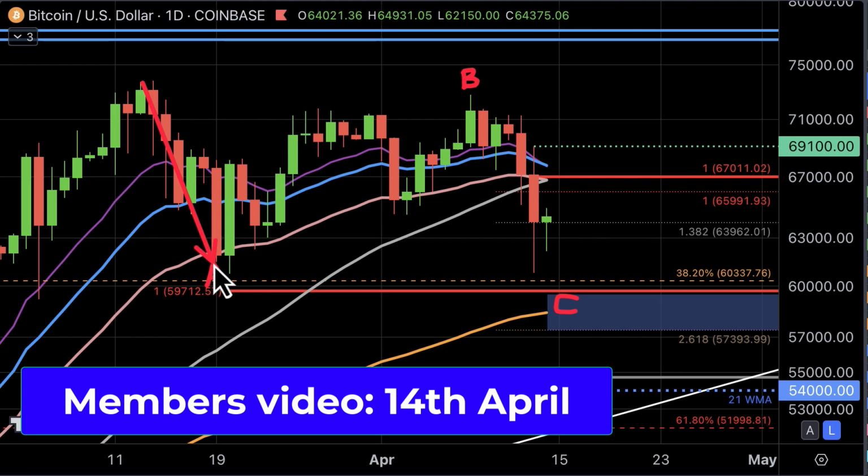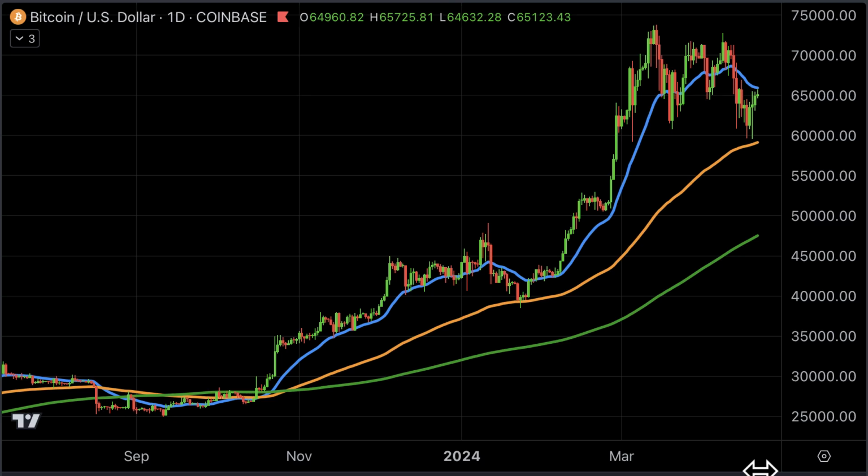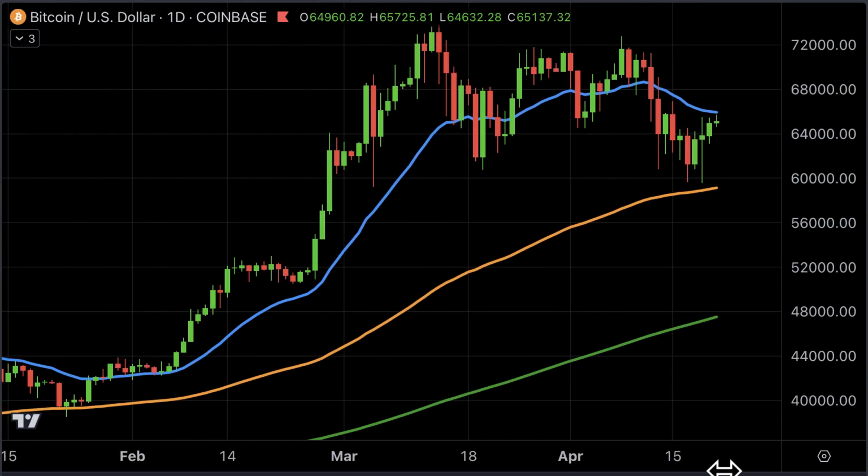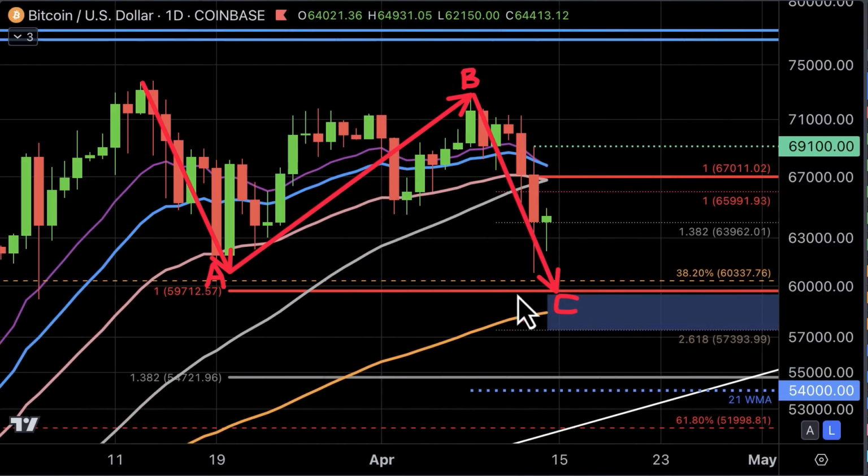So if this was the A wave down and the B wave rally here, then the C wave would be the 100% projection of the A wave, which would take us down to approximately this level, this red line, 59,712. And it does appear, certainly from what's forming here on the chart of Bitcoin so far, that the second pattern, the ABC pattern, is the most likely interpretation and the most likely structure that's forming here.